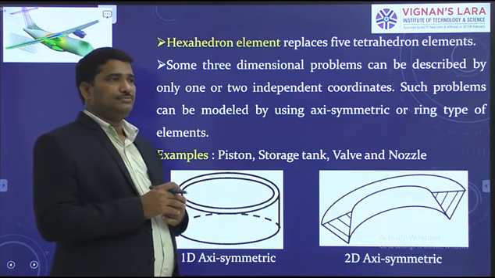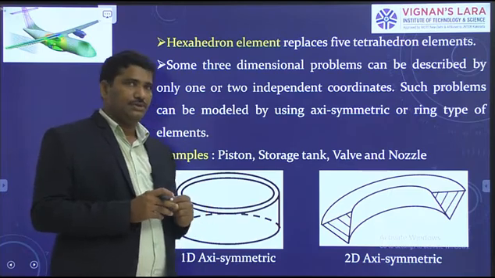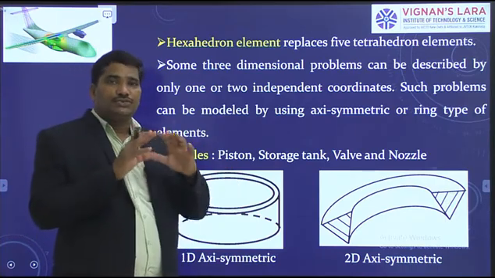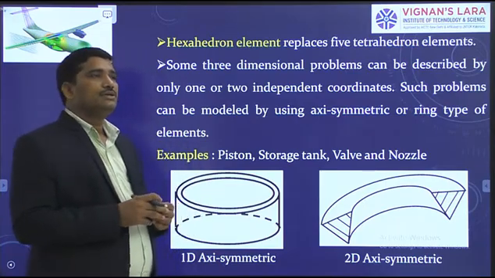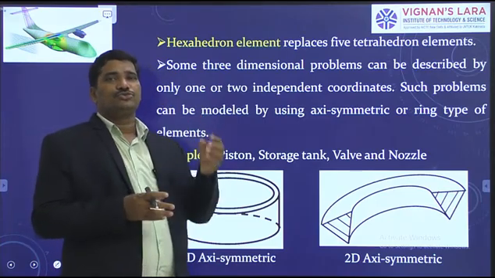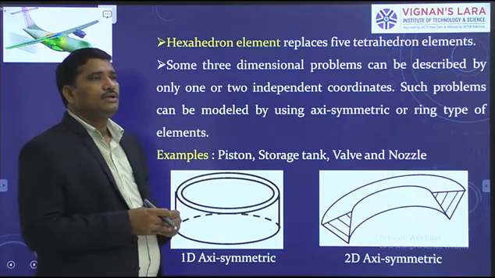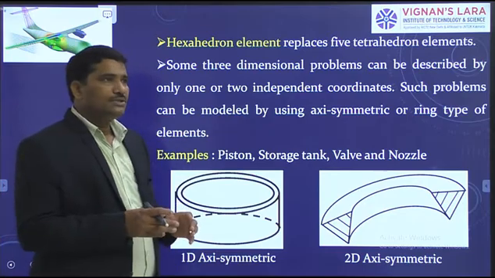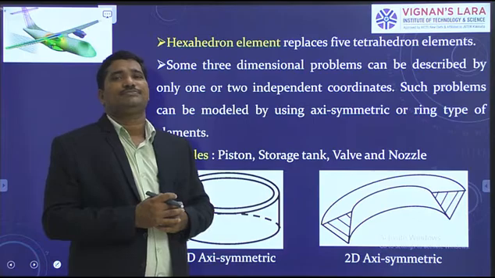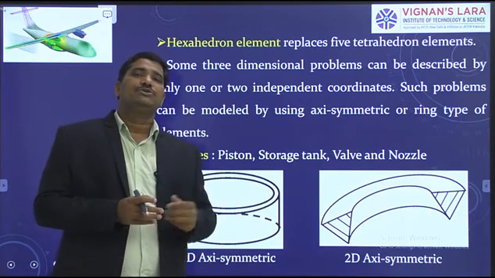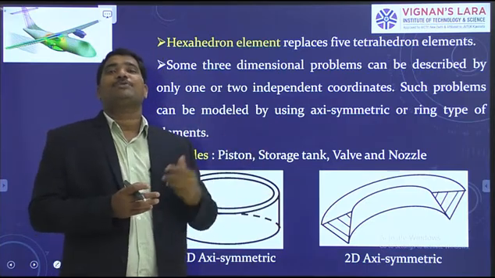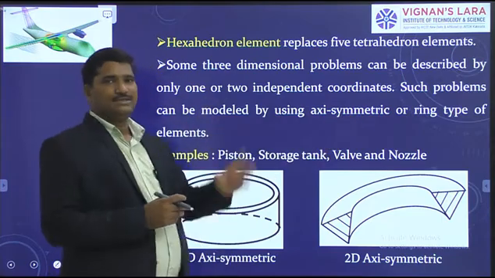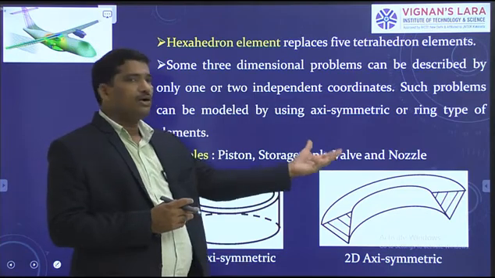So this is the axisymmetric problem. The reason is, a cylinder is an axisymmetric solid. Examples for axisymmetric solids: cylinder, cone, sphere. A sphere with a hollow portion at the interior you can use to store fluid under pressure. A cone frustum with hollow portion at the interior we can use to store fluid under pressure. These you can take as examples for axisymmetric problems. These axisymmetric problems you can convert into two-dimensional problems, and one-dimensional problems also, according to the possibility. So we can use axisymmetric or ring type of elements. Examples are piston, storage tank, valve and nozzle.